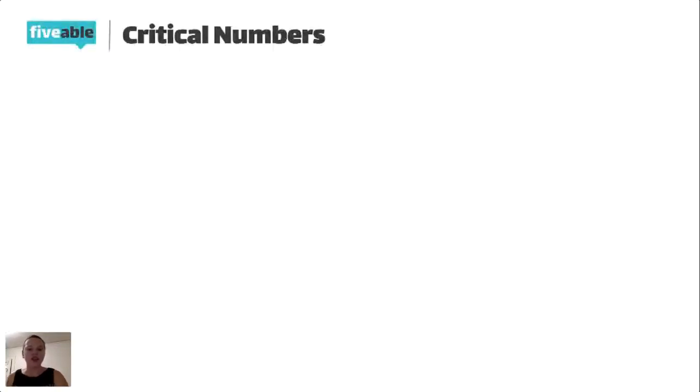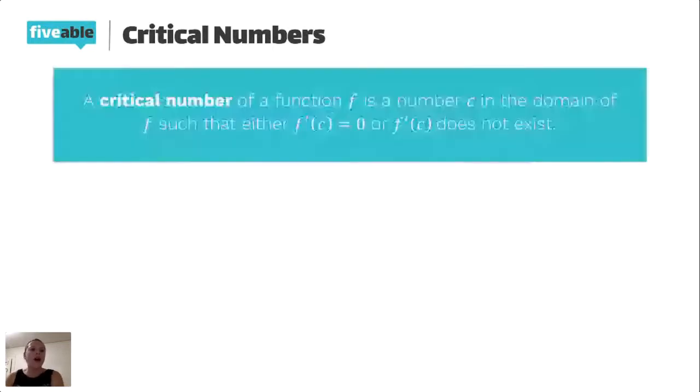All right, so to start out with, let's talk about critical numbers. By definition, a critical number of a function f is a number c in the domain of f such that either f prime of c equals 0, or f prime of c does not exist. So we've got two different criteria here that qualify as a critical number. Either the derivative at that value is equal to 0, or the derivative does not exist.